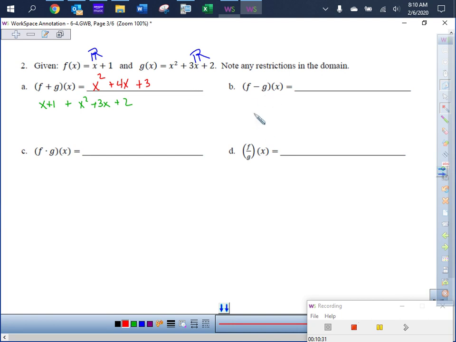Let's subtract them from each other. What order? F's first. So we'll do x plus 1. And then to take away all these other terms, everybody's sign changes. So that's like a minus x squared, minus 3x, and a minus 2. It doesn't mean they all become negative. All the signs change. And in this case, they all became negative.